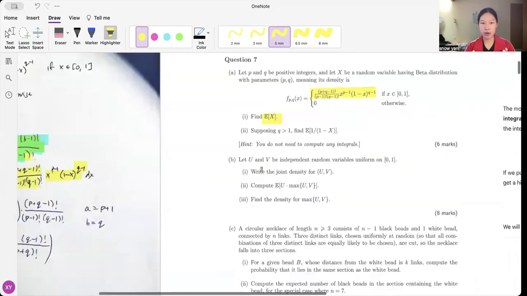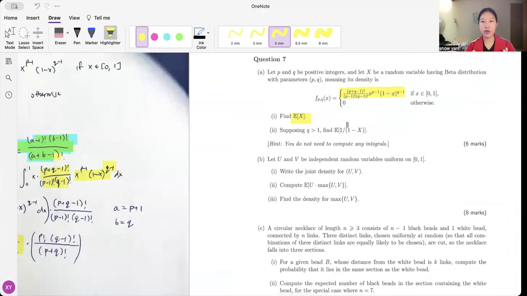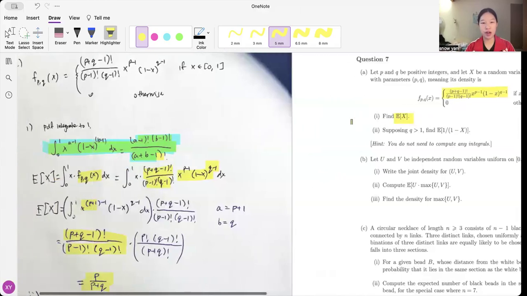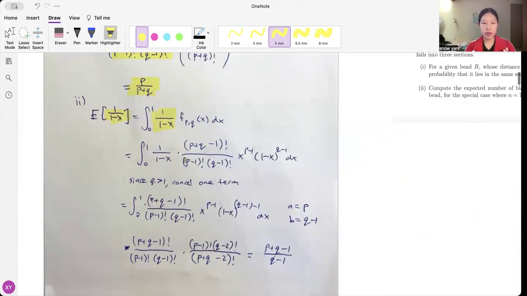Okay, moving on. Second part. Supposing q is greater than 1, find the expected value of 1 divided by 1 minus x. Okay, so for this question, since we're not sure what 1 over 1 minus x is, we can just treat it as a function that we plug into the expected value. So we have this inside here. This is equivalent to having 1 over 1 minus x times our density function. From there, we plug back in our density function over here.